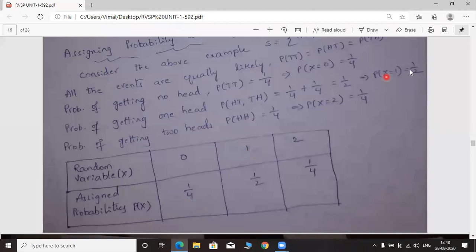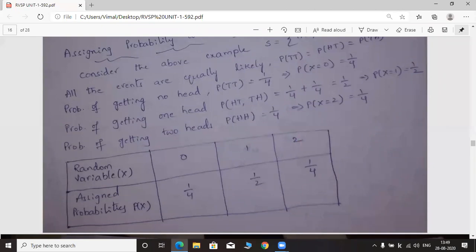Okay. Next, P of X is equal to 1. That means getting 1 head. What is the probability here? 1 by 2. Next, what is the probability for getting 2 heads? Probability of X is equal to 2 is 1 by 4. So we have to form a table like this after assigning the probabilities to a random variable.